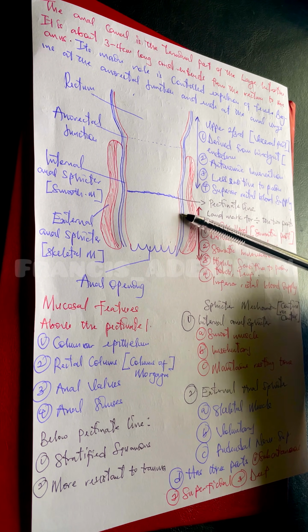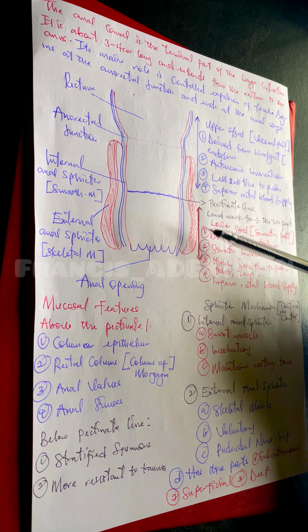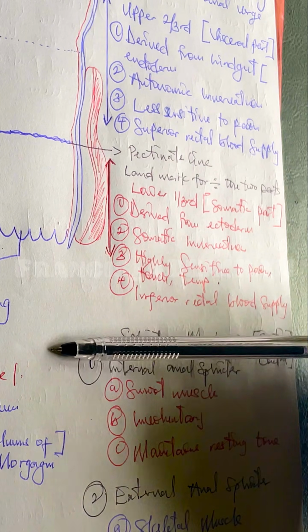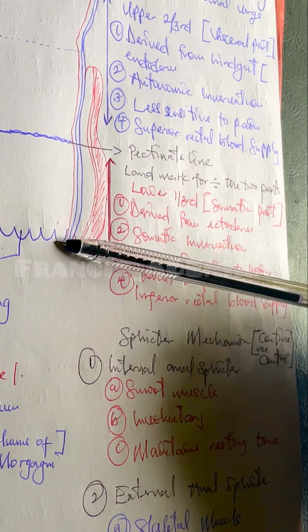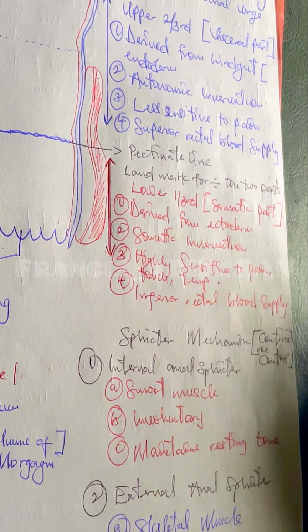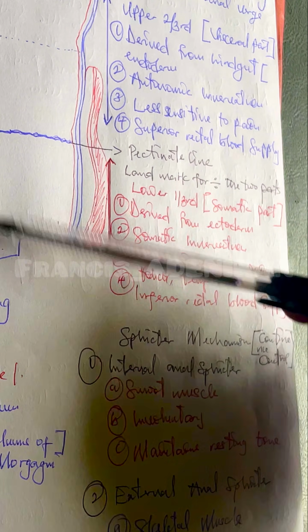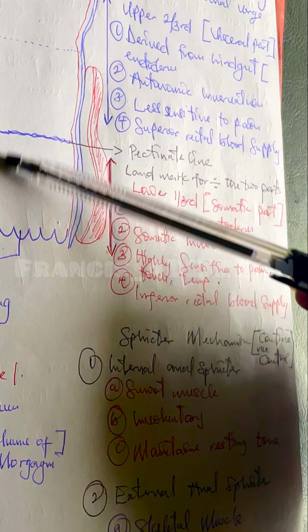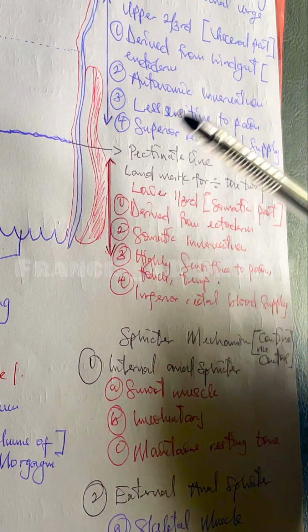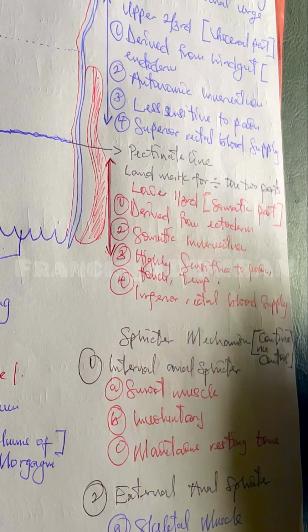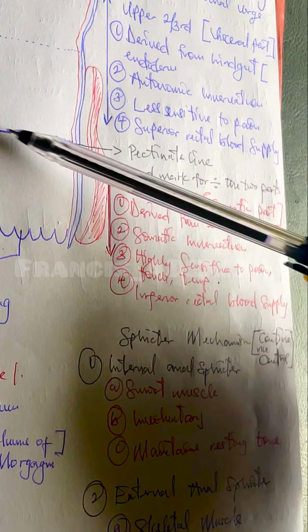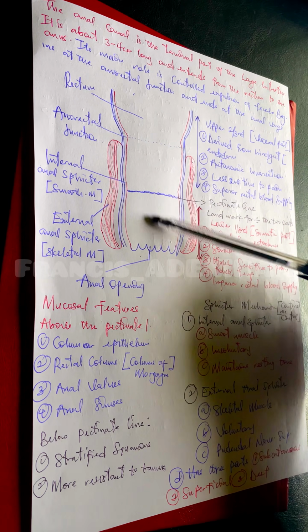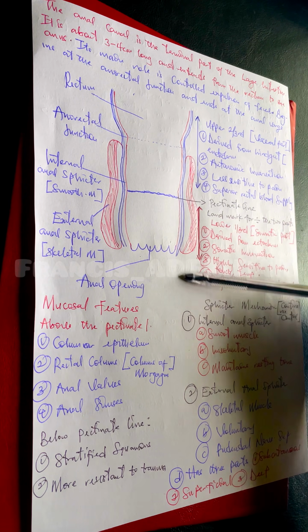So let's talk about the lower part. The lower 1/3 is also known as the somatic part. This lower part, from here to the anal opening, is the somatic part. It is derived from the ectoderm. The innervation is somatic and it is highly sensitive to pain, touch, and temperature, and it is supplied by the inferior rectal artery.